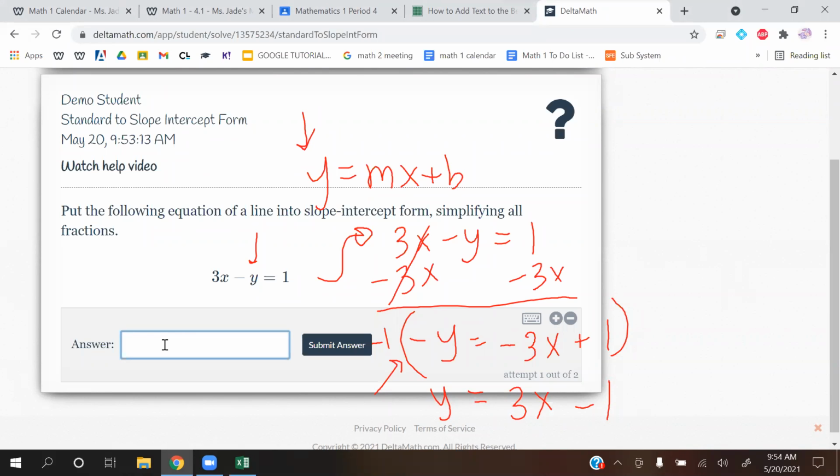And you want to type the entire equation. I don't want to just type 3x minus 1. This is going to be wrong. We are putting this in slope-intercept form, which is an equation. Equations must have the equal sign, so that's why I must have y equals. So y equals 3x minus 1. Any questions for this one?